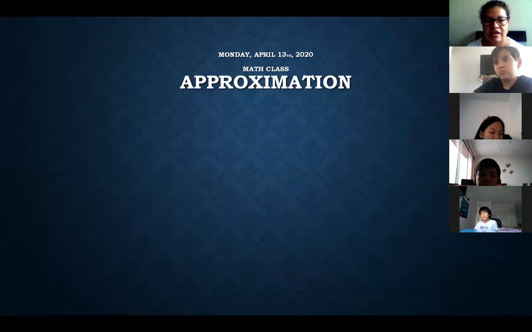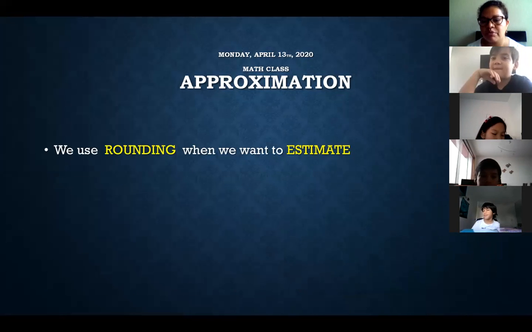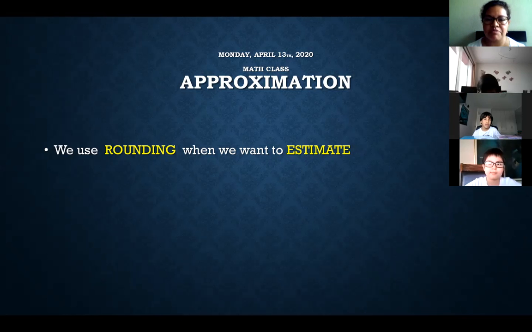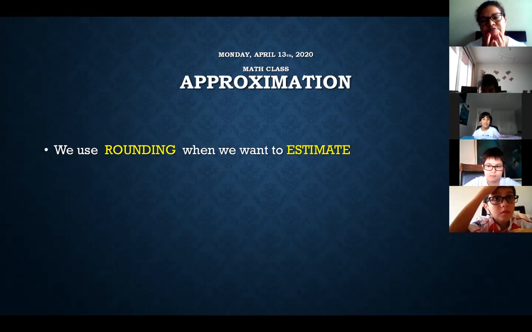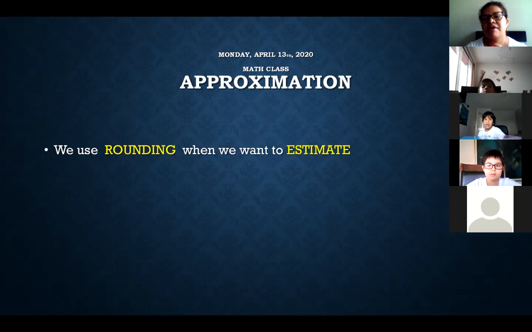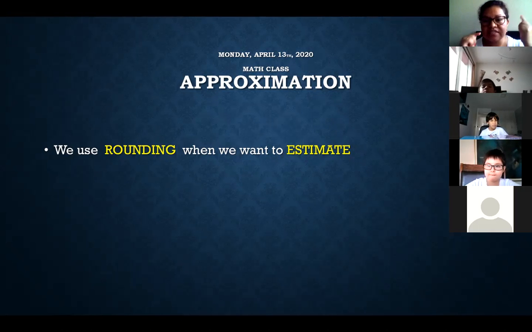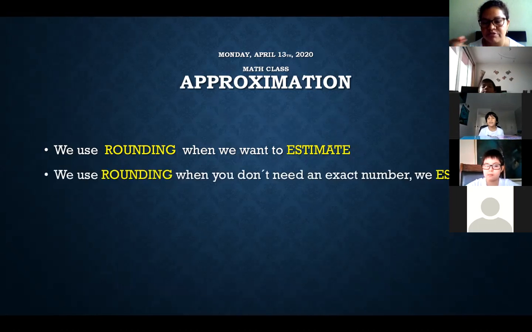Okay, this is our topic for today: approximation. And what is that? In which cases do we use this? We use rounding when we want to estimate. For example, I can set a jar of candies, and maybe the amount of candies inside can be 20 or 25, right? So you are estimating the amount. That is to have an idea. Later on, we're going to have more information.